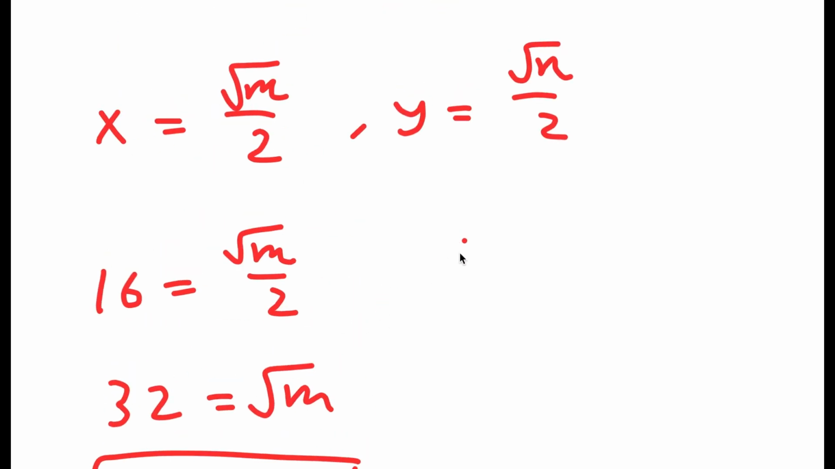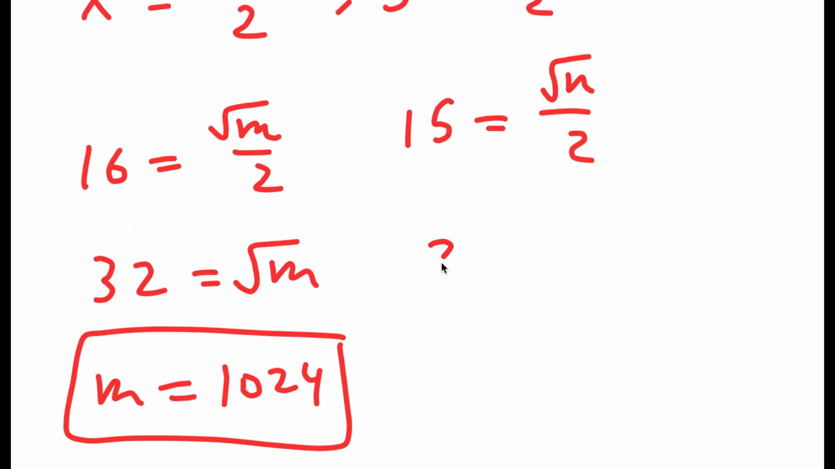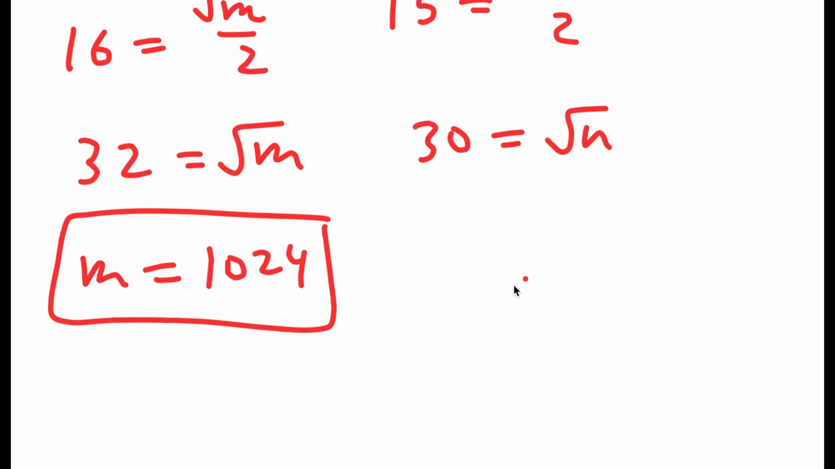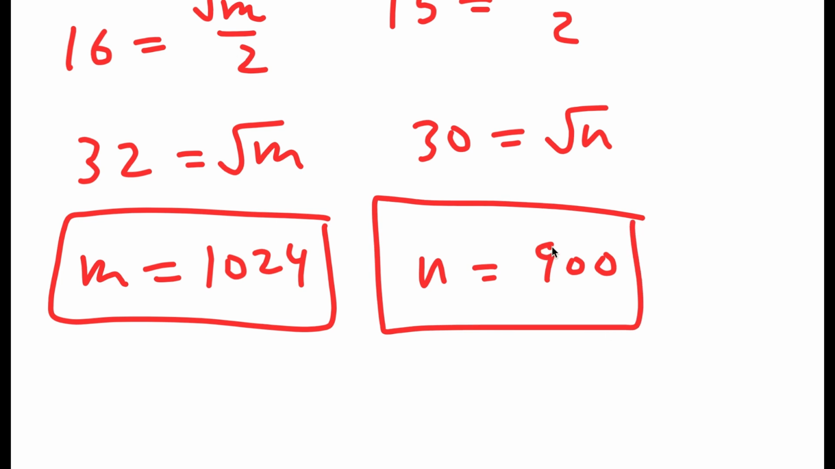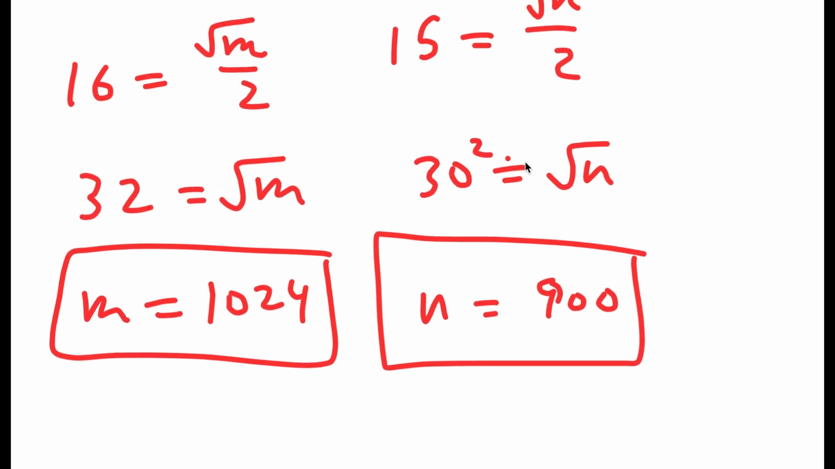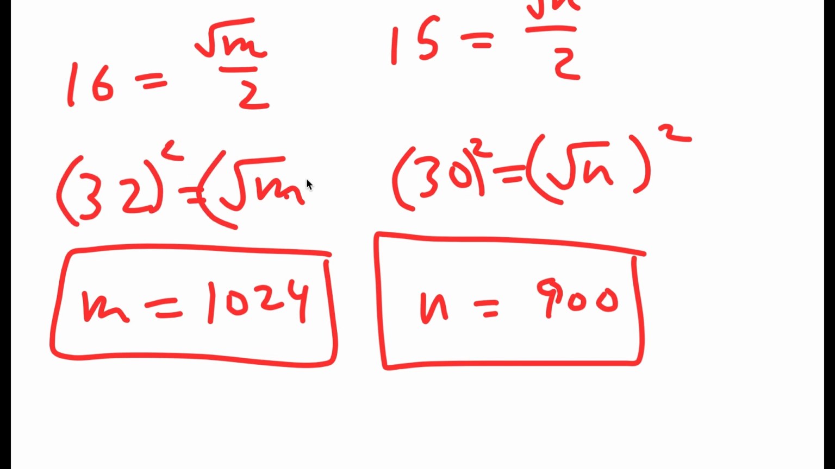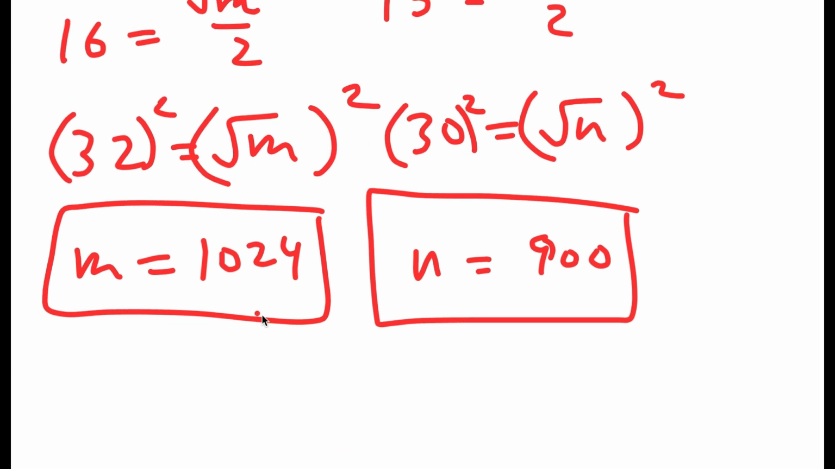Now for n, I have 15 is equal to the square root of n over 2, meaning 30 is equal to the square root of n, and n is equal to 900, which is, by the way, 30 squared, because I square both sides. So these are my values of m and n for the equation.